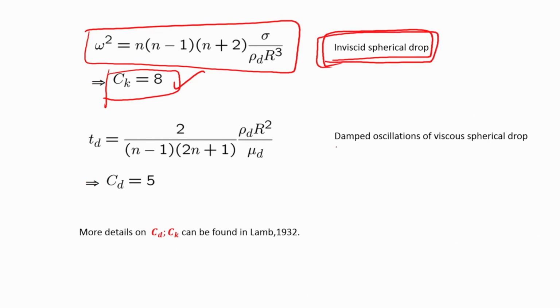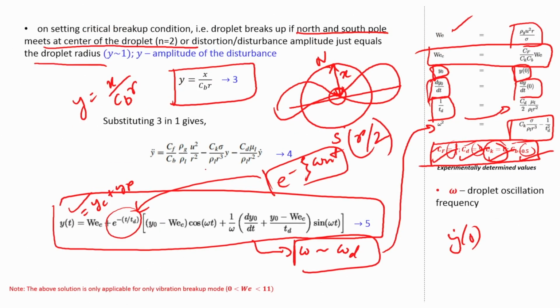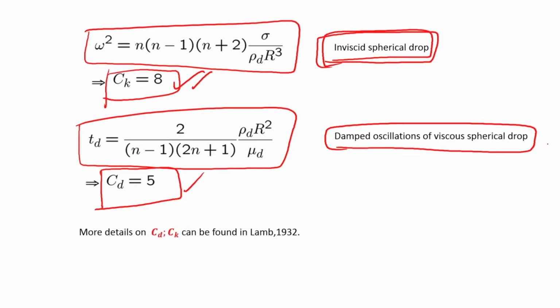Okay. Then people have done damped oscillation for a viscous spherical drop, right, and they have found the corresponding time scale, okay, and from there you have found out what will be the value of C d, right. So, for example, C d then becomes 5 and C k becomes 8, right. C b we already established it has to be 0.5, right. Okay. Now, there are two other constants that need to be found out.